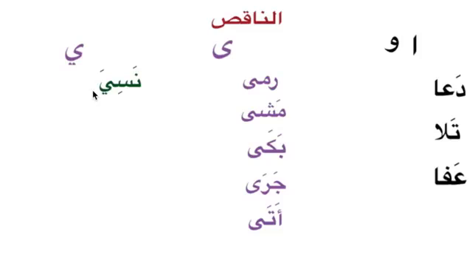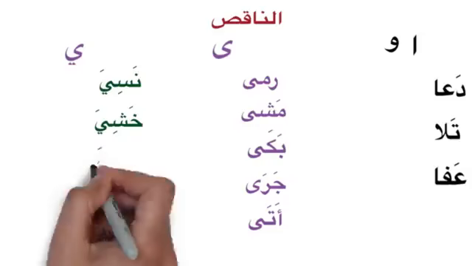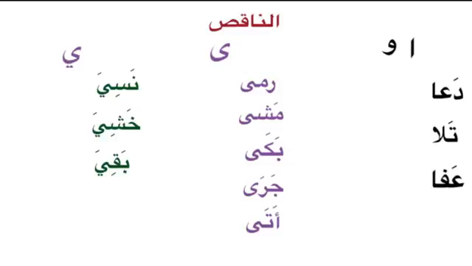So that's why we have nasiya, which means he forgot. Khashiya, he was afraid of. Baqiya means he remained. So these are the ways where we can see the unnoticed fi'l can have alif at the end, alif maksura at the end, alif mamduda, alif maksura, and ya.